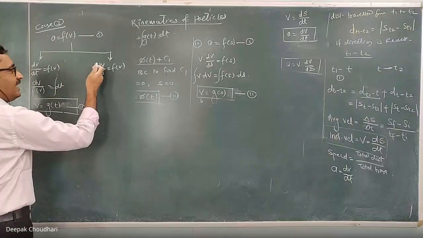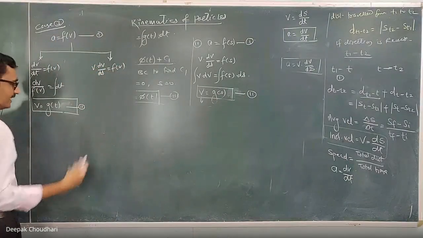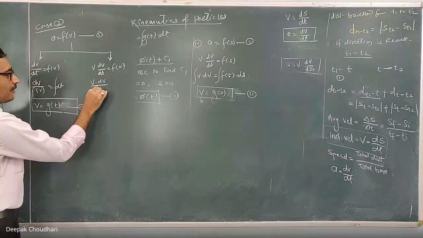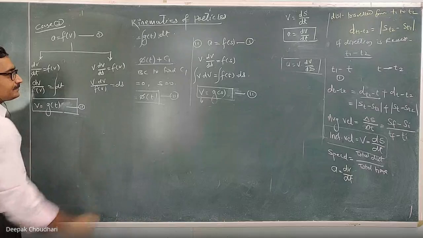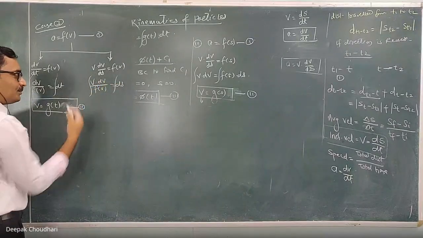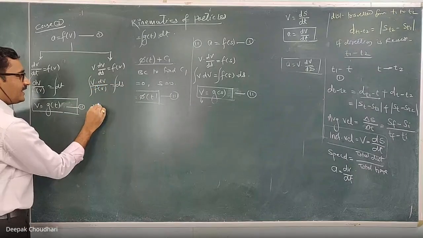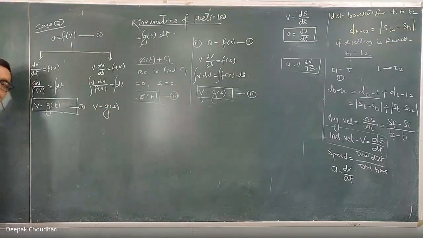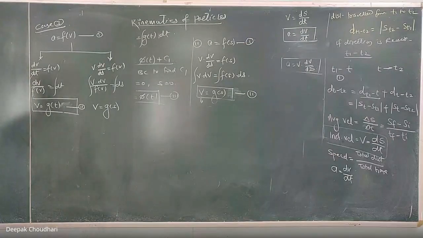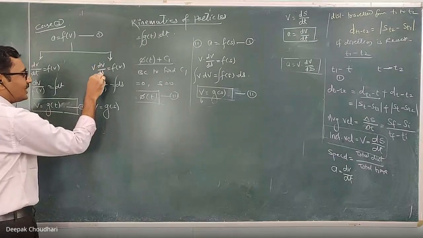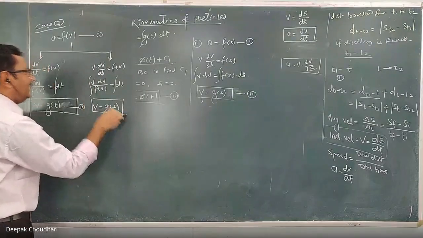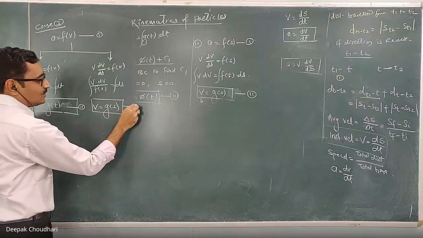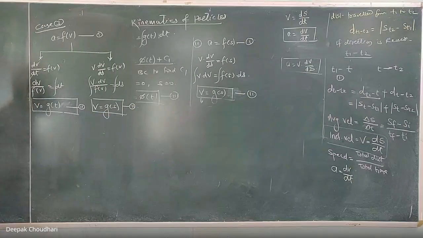Whereas if you replace this a by v into dv by dx, and if you solve, let's see what will happen. If I separate the variables, v into dv upon f of v equal to dx. If I integrate on both sides and simplify in generalized form, I will get v as some other function of displacement plus constant, with boundary conditions. So if you replace this a by v into dv by dx, you will get v as a function of displacement. If you replace this a by dv by dt, you will get v as a function of time t. It depends on which equation you want.